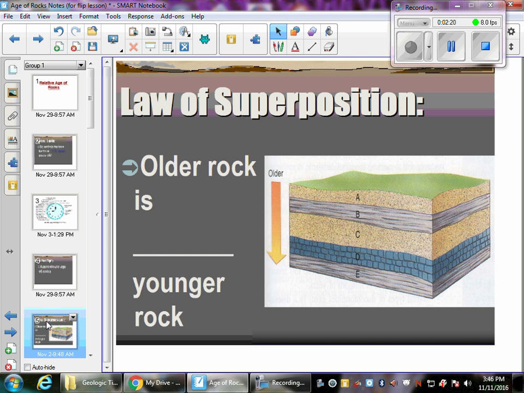Okay? And all the law of superposition says is that older rock is beneath, below, or under younger rock. Okay, oldest is going to be on the bottom. If you think about your laundry basket, wherever you throw your clothes, if you're looking for something from early in the week, you need to go to the bottom versus something from yesterday might be closer to the top. Older rock is going to be beneath younger rock. Okay, so if you look at your diagram here, E would be the oldest layer, and A would be the youngest layer.